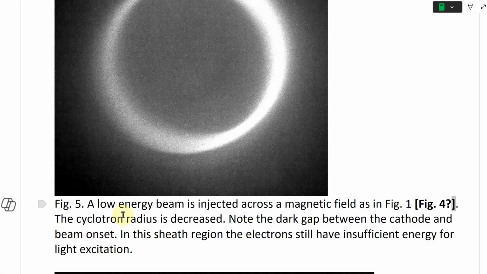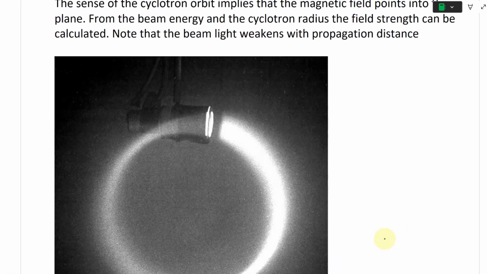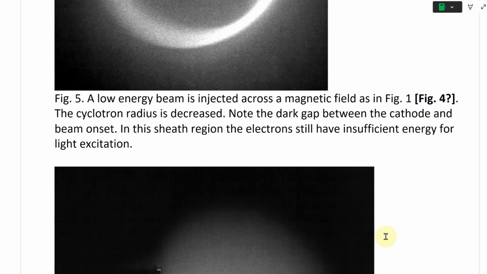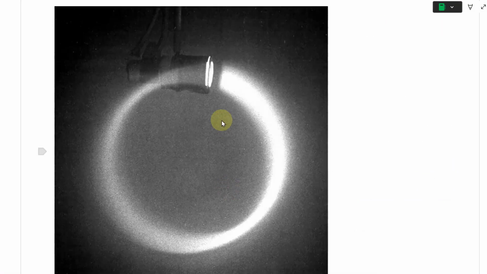So the cyclotron radius is decreased. Note the dark gap between the cathode and the beam onset. In this sheath region, the electrons still have insufficient energy for light excitation, and that's just right here. So they don't have enough energy to excite light in the argon gas, and again that's what it means there. So I think that's what it's talking about, this convex part right there. I think that's what they were talking about. Anyways, so that is fascinating stuff. So this one's less energy.